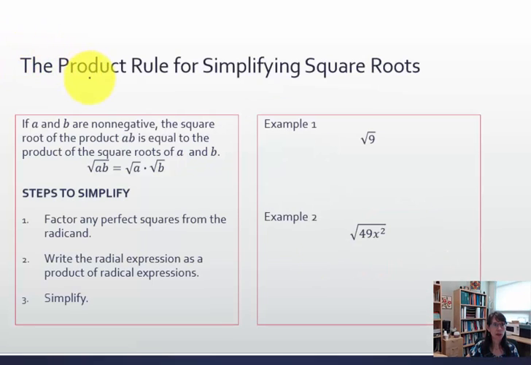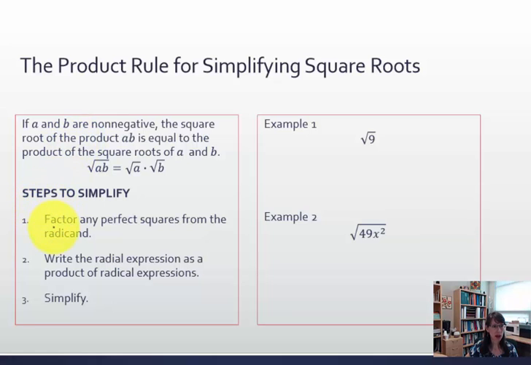We're going to start with the product rule for simplifying square roots. If a and b are non-negative, the square root of the product a times b is equal to the product of the square roots of a and b. In other words, if you have bases underneath the radical sign that are being multiplied, the product rule allows us to separate those factors and place them under their own radical signs.